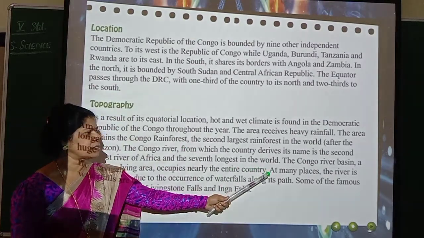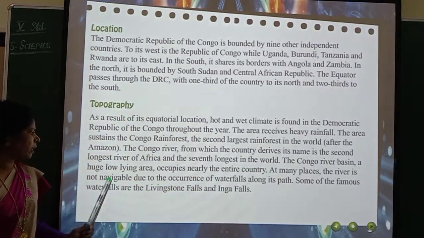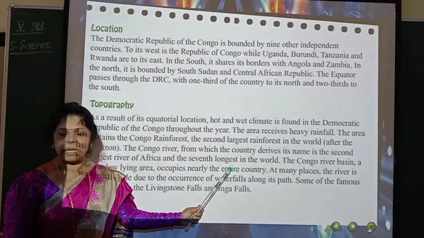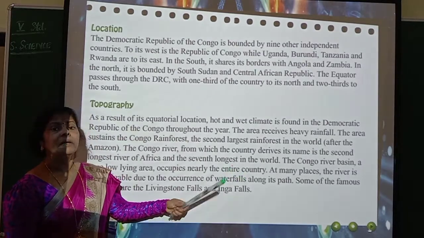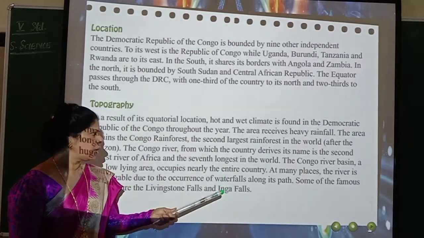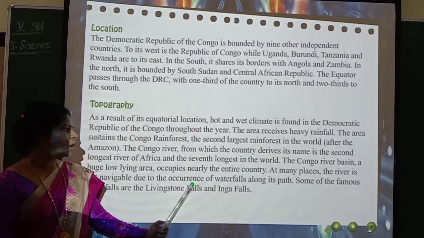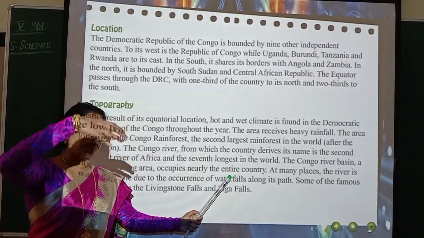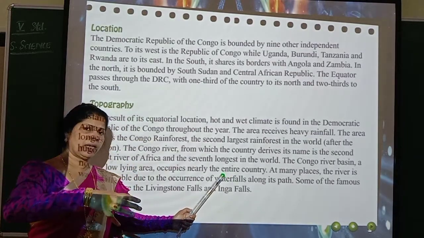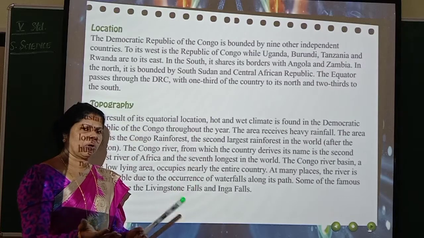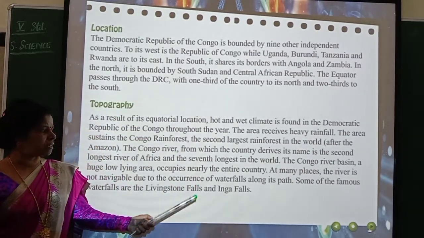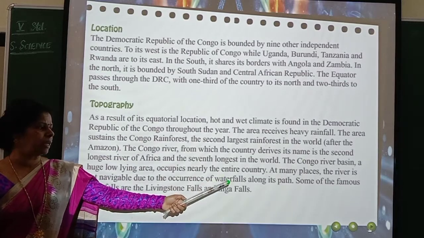At many places, the river is not navigable due to the occurrence of waterfalls. Navigable means it can be used for transportation purposes. In many places it cannot be used because of waterfalls. If you are going by boat or anything, it will just collapse, isn't it? So for that reason you cannot go through those areas.